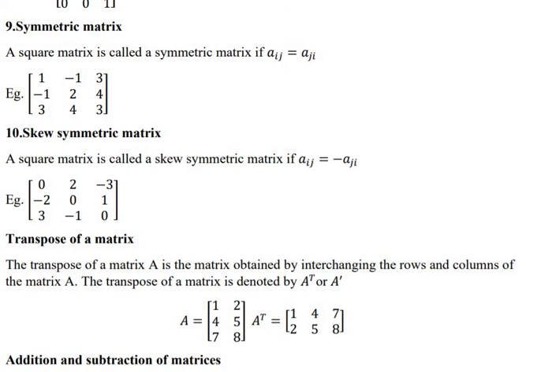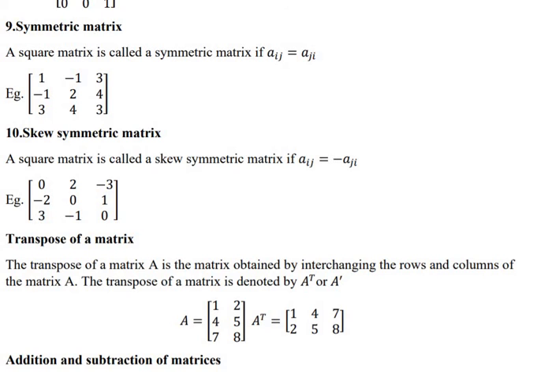The next one is a skew symmetric matrix. A square matrix is called a skew symmetric matrix if Aij equal to minus Aji. An example of a skew symmetric matrix is given over here. It is matrix 0, minus 2, minus 3, minus 2, 0, 1, and 3, minus 1, 0. In other words, we will call a matrix A a skew symmetric matrix if A transpose equal to minus A. Now we can see what we mean by A transpose or the transpose of a matrix.